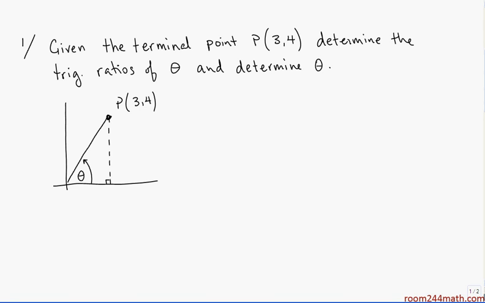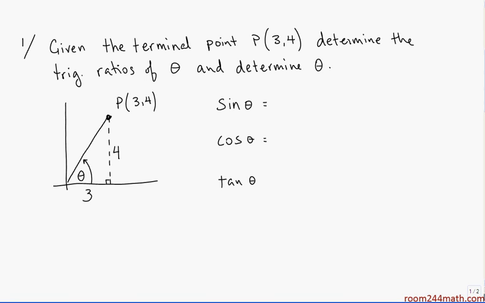Now, the point has an x-coordinate and a y-coordinate. The x-coordinate is 3, which means that the horizontal leg of this right triangle is 3 units, and the vertical leg is the same as the y-coordinate, 4 units. So we can now find the 3 trig ratios: sine of theta, cosine of theta, and tan of theta.